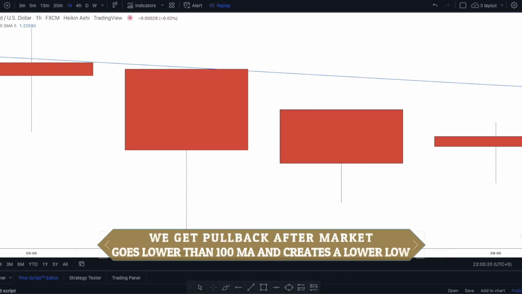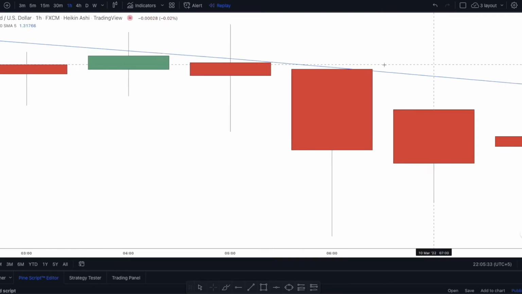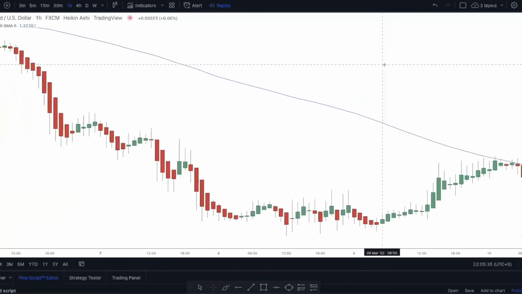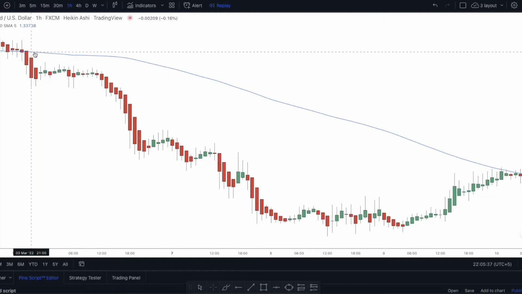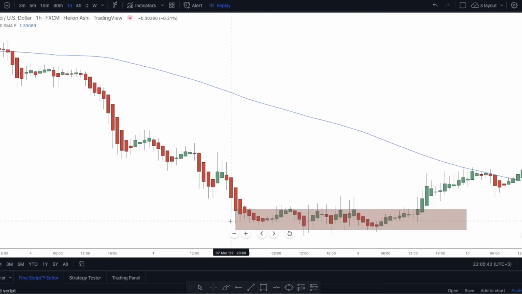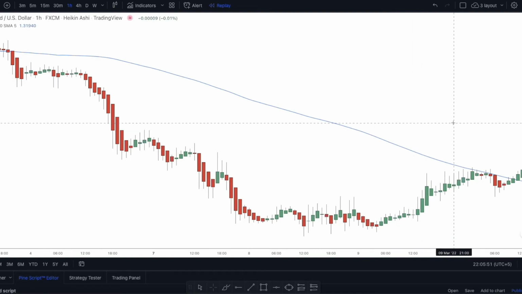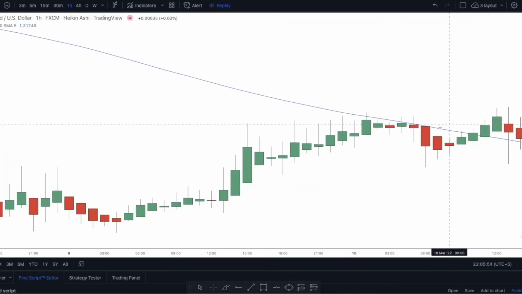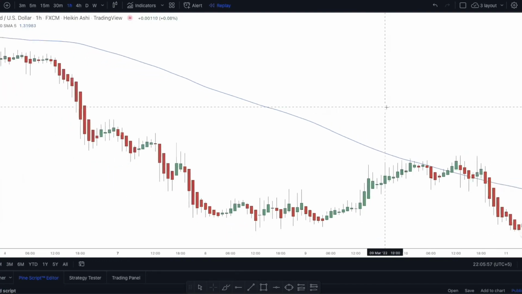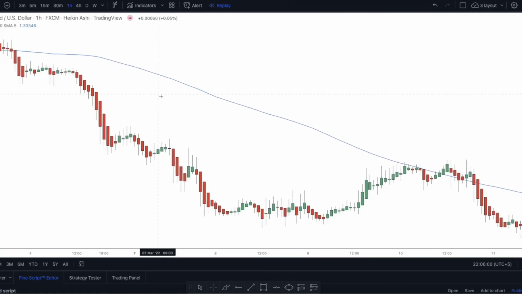And when will the pullback happen? It will happen when the market goes lower than the 100 period moving average, and then we create a lower low. So the market went lower than the 100 period moving average from here. We started to go way lower than that, and we ended up creating a big lower low from here. When we created this lower low, we started to get a proper pullback, and we got our pullback towards the 100 period moving average from here.